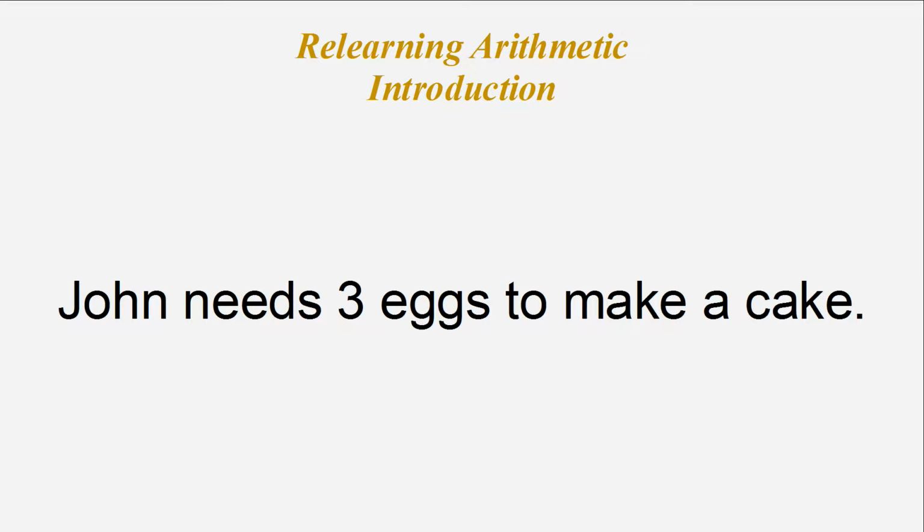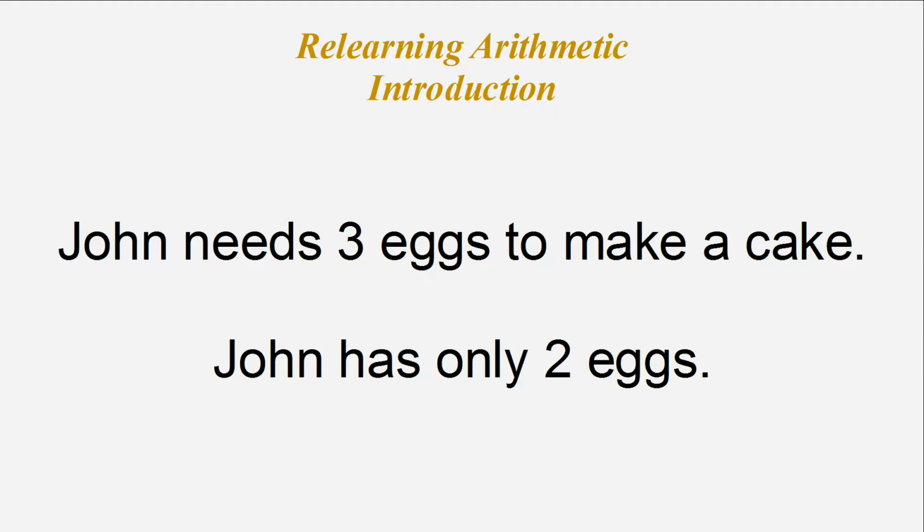For example, if John needs 3 eggs to make a cake, but only has 2 eggs, he has a real problem. Most of us would just think he needs to go to the market and get more eggs. But how would you view that as an exercise in arithmetic? You would need to use negative numbers.